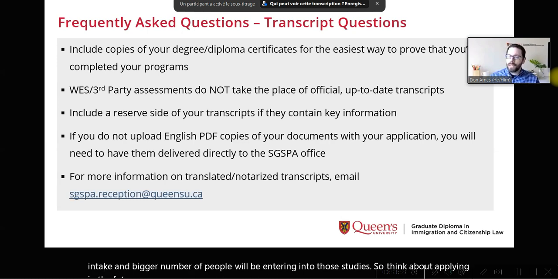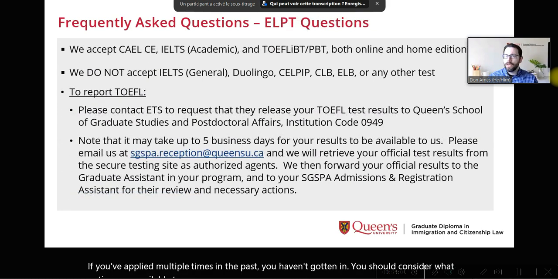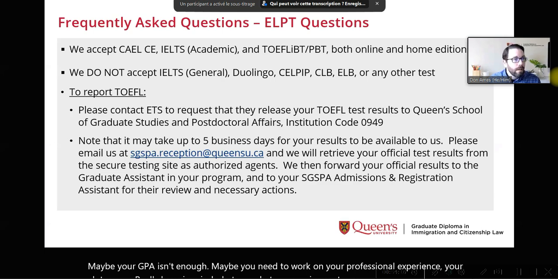If you've applied multiple times in the past and you haven't gotten in, you should consider what options are available to you when it comes to the things you should be thinking about. Maybe your GPA isn't enough. Maybe you need to work on your professional experience, your ELPT scores. Really keep in mind what our requirements are.